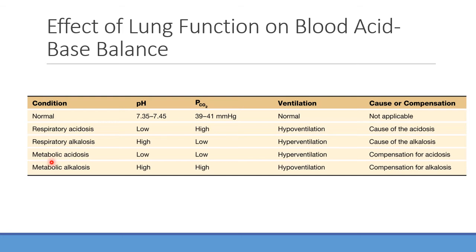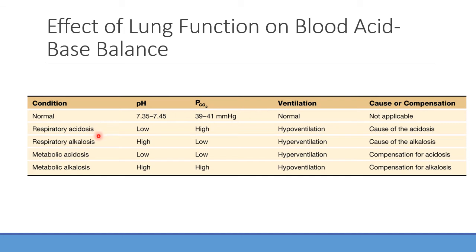So basically what you can do is look at the normal pH and a normal PCO2 level. Here they put 39 to 41. Usually on labs, you'll find that the range is a little bit wider, like 35 to 45 is usually pretty normal. In this case, ventilation would be normal. Again, there's no need to activate any of those negative feedback loops in those cases.